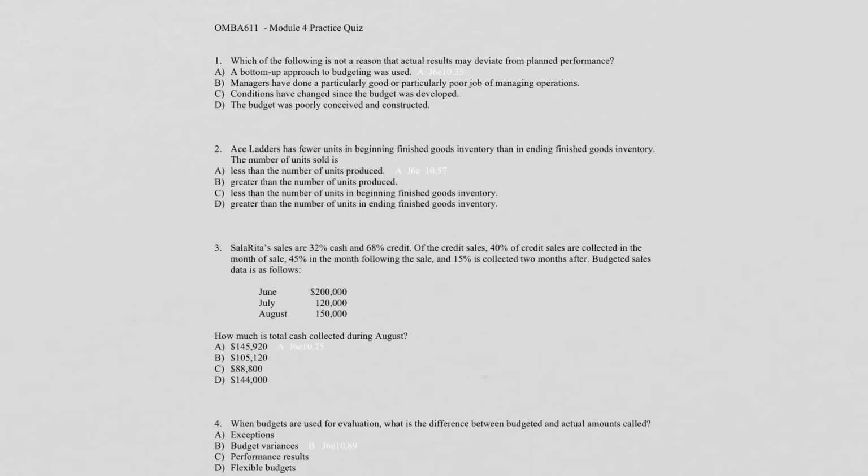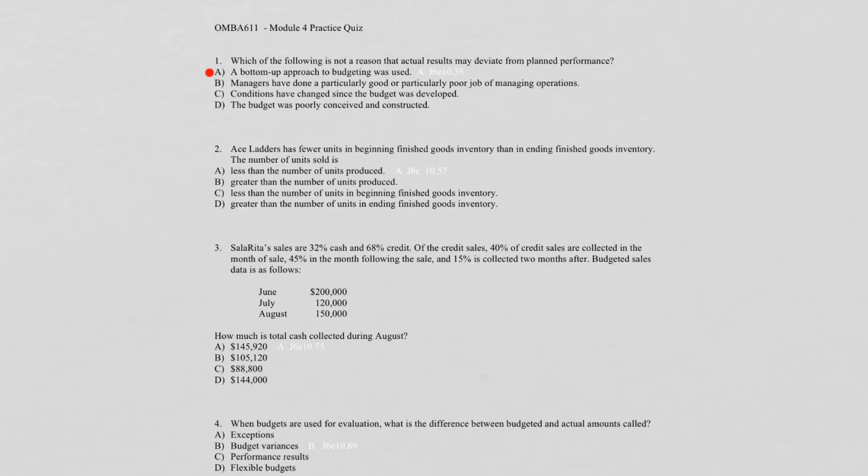Managers have done a particularly good or bad job. Yeah, that could have budget results different from planned budgeting. C, conditions have changed. That's a reason they can deviate. D, the budget was poorly conceived. Yeah, that's a reason. So A is not an expectation of why we should have differences between the budgeted numbers and the actual. Again, we learned that's like the sweet spot when it comes to doing budgets.